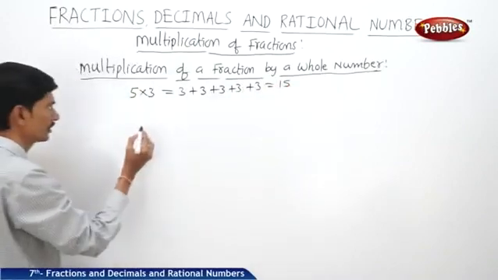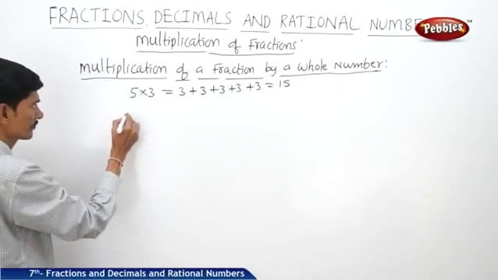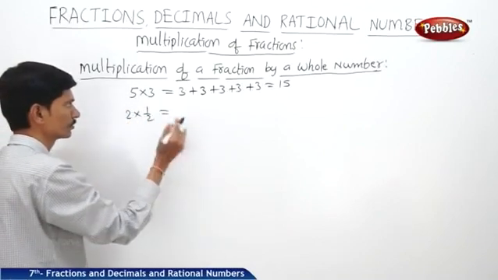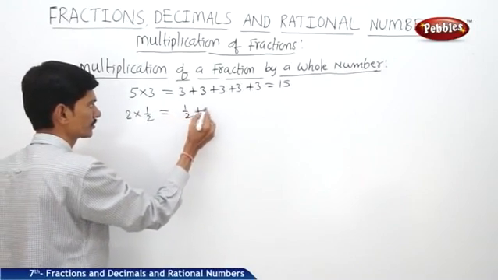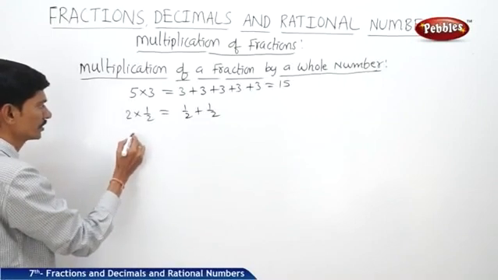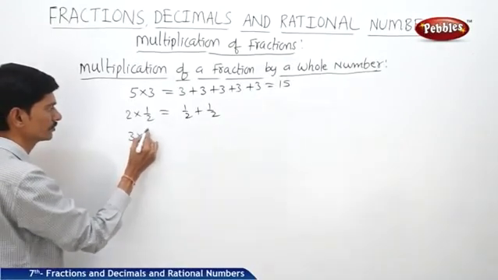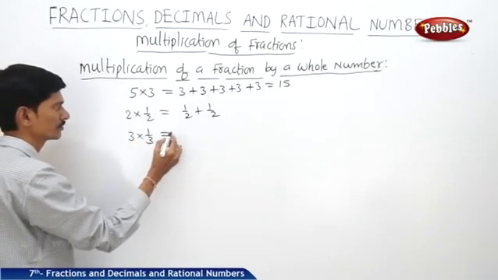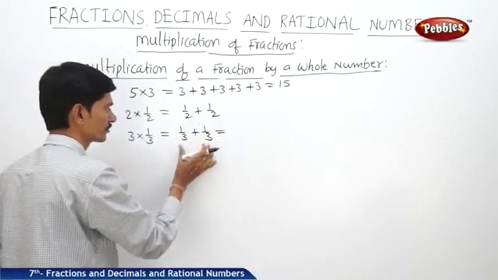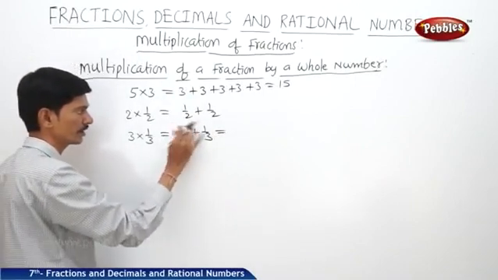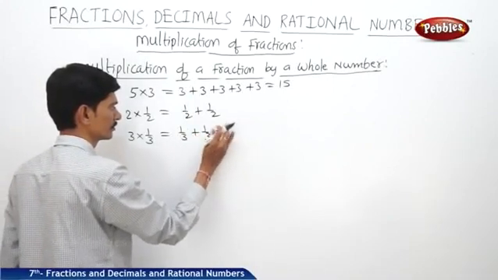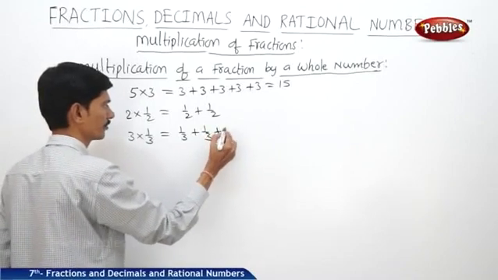And if you take any fraction, 2 into 1 by 2, here 1 by 2 is added 2 times, so 1 by 2 plus 1 by 2. Or if you take 1/3 3 times, so 3 into 1 by 3, then this equals 1 by 3 plus 1 by 3 plus one more 1 by 3. Now in this case, when the denominators are equal, we can add the numerators, then we get 1 plus 1 plus 1.